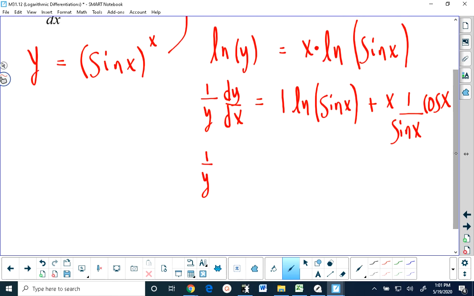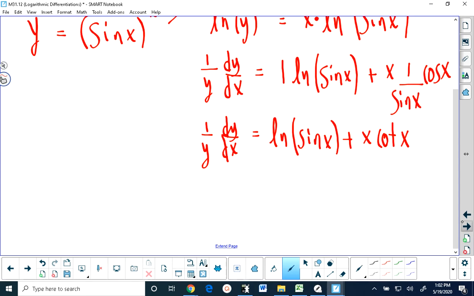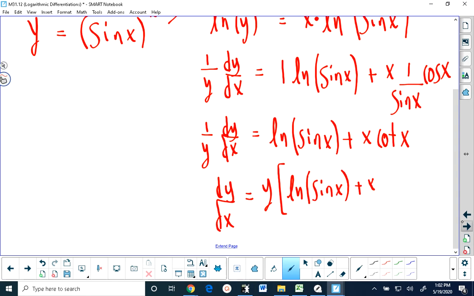Now we have 1 over y multiplied by dy dx is equal to the natural logarithm of the sine of x plus x. And I don't think we really have to write cosine of x over sine of x. We can write cotangent of x to make our lives just a little bit easier. And for the most part, everybody, we're pretty much done. dy dx is now equal to, when I multiply both sides by y, y multiplied by the natural logarithm of the sine of x plus x cotangent x.